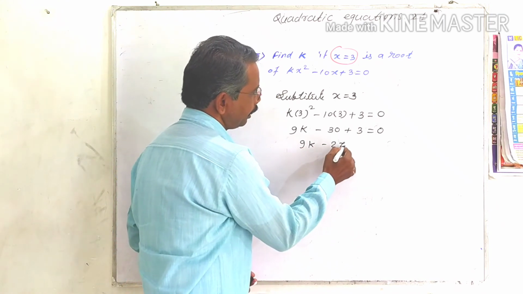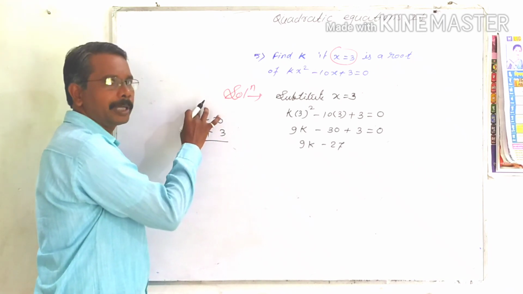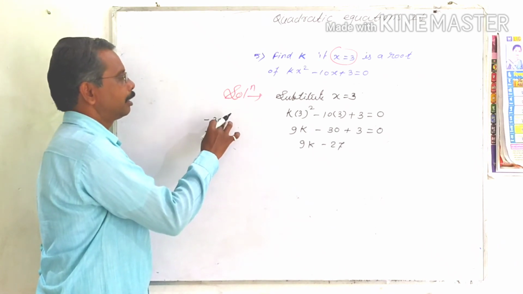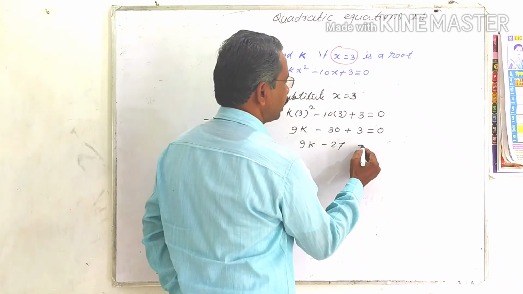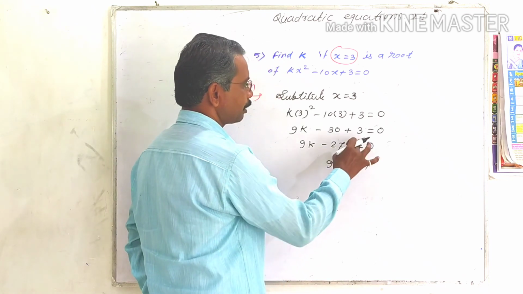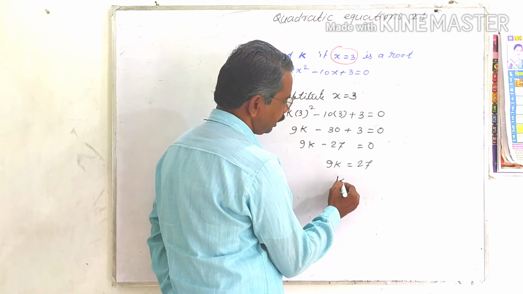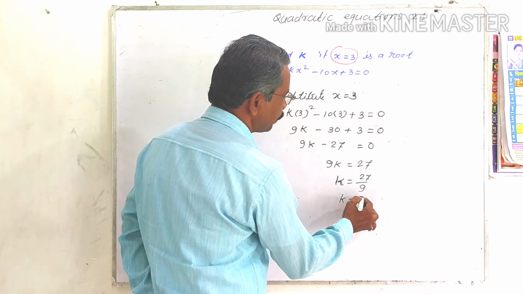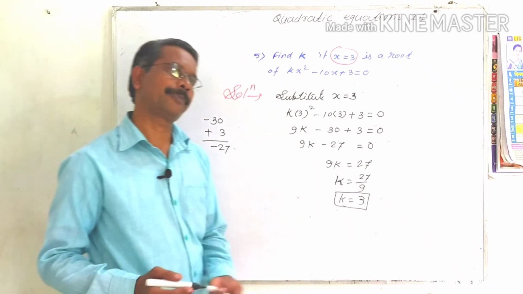9k, 27, look, minus 30 plus 3, one is minus, the second is plus, so we have to subtract. 30 minus 3 is 27, the bigger number is minus, so minus 27 equal to 0. 9k equal to 27, minus becomes plus, then k equal to 27 upon 9, and k equal to 3. It is the value of k, that is 3.